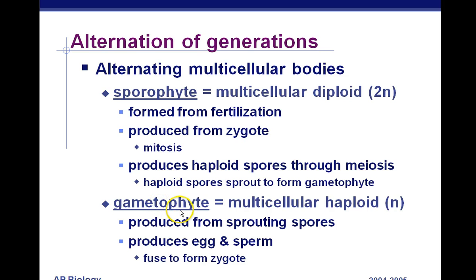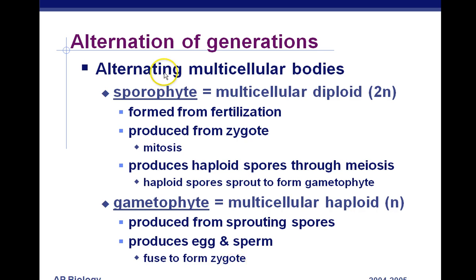The gametophyte is also multicellular, but it's all haploid, or one set of chromosomes, and these are produced from the spores that are also haploid. Now here's where it gets kind of weird. These spores will sprout and form the gametophyte that's also haploid. So we're going from haploid spore to haploid gametophyte, which is completely different from us animals. The gametophyte is going to make the gametes, which are going to fuse to form the zygote. And that's important to remember.